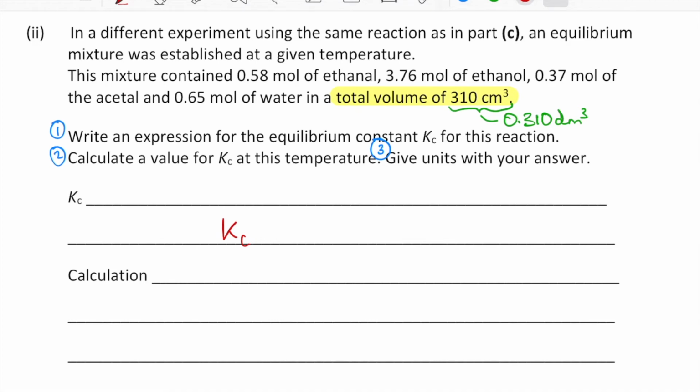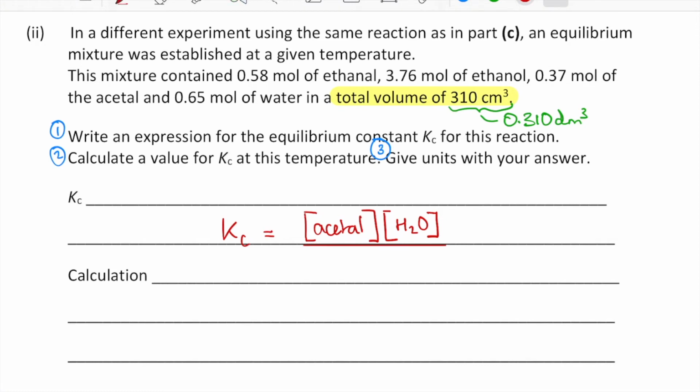We're never putting any numbers in an expression. An expression is never something with values in it. And you remember that we put the products over the reactants, and we raise them to the power of whatever the stoichiometry is, whatever the molar ratio value is before the substance. So one of the products was acetal, and it was a 1 molar ratio, so it's to the power of 1, so we don't need to write anything. And the second product was water, and again that was a 1 molar ratio, so it's to the power of 1, so we don't put a value.